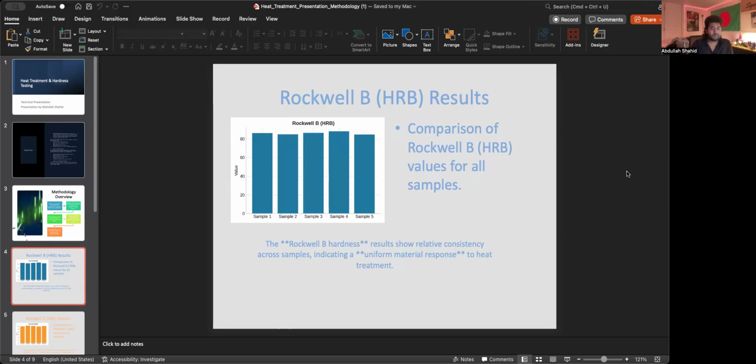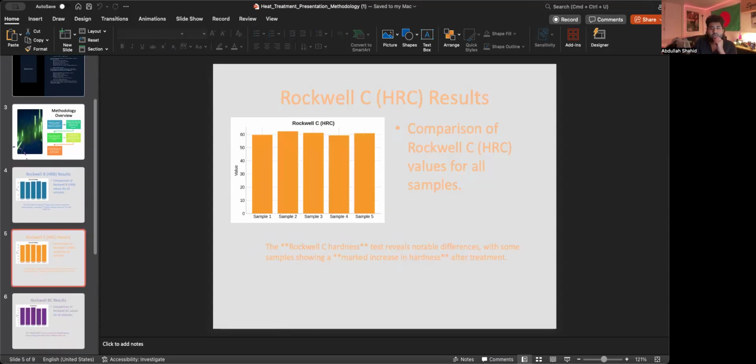So now let's take a look at the graphs. So here we see the Rockwell B hardness results. The key observation is the values stayed relatively consistent across samples, suggesting a uniform material response to the applied heat treatment under HRB conditions. This scale is more sensitive to softer metals, so while differences may not be dramatic here, it still provides useful confirmation of material stability.